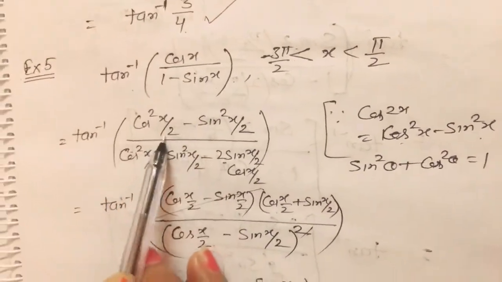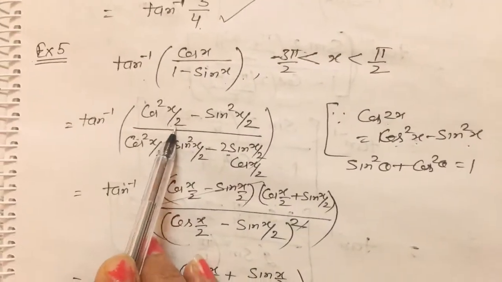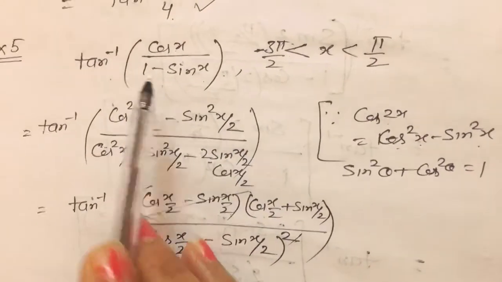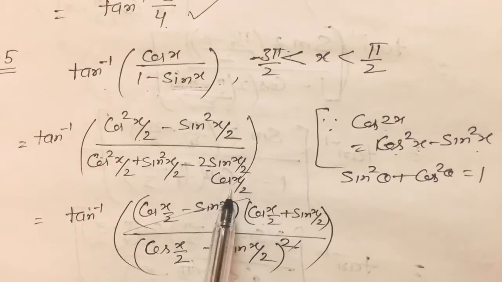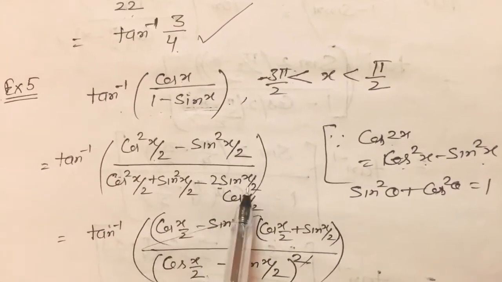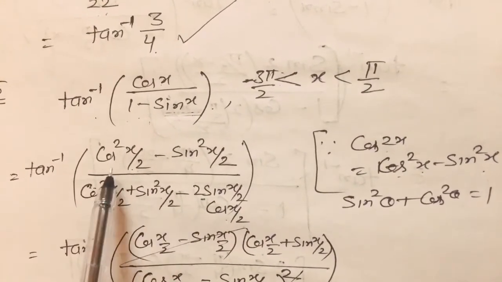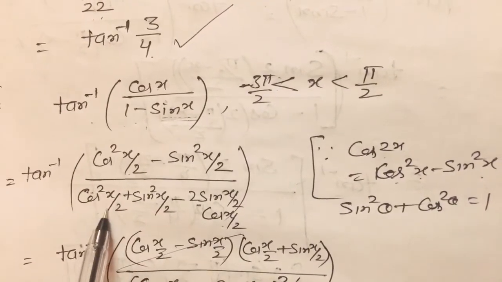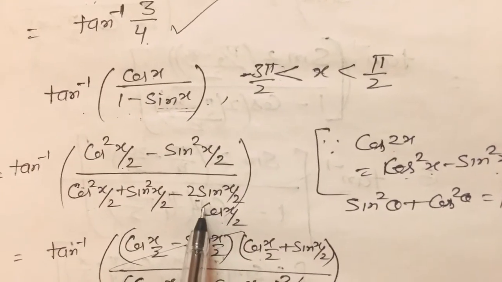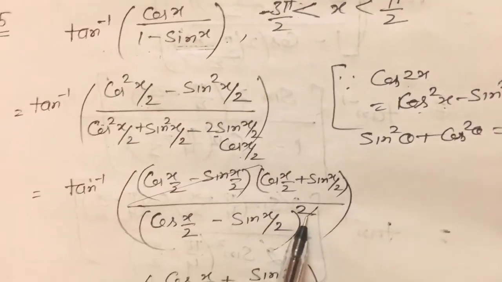So here, instead of 2x we take x, and instead of x we take x by 2. So we can write cos square x by 2 minus sin square x by 2 upon sin x, which is 2 sin x by 2 cos x by 2, and 1 is sin square theta plus cos square theta, here with x by 2. So cos square x by 2 plus sin square x by 2, and we know the identity a square plus b square minus 2ab. So cos square x by 2 plus sin square x by 2 minus 2 cos x by 2 sin x by 2 will be cos x by 2 minus sin x by 2 whole square.